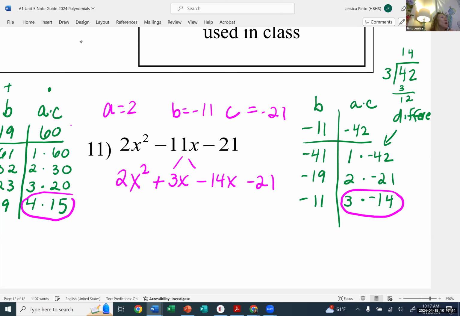Okay, let's see. The correct way to write this, there's actually 2 different ways you could write it in this step. I've got 2x squared plus 3x minus 14x minus 21. I could have also written this as 2x squared minus 14x plus 3x minus 21. So these 2 can be switched.